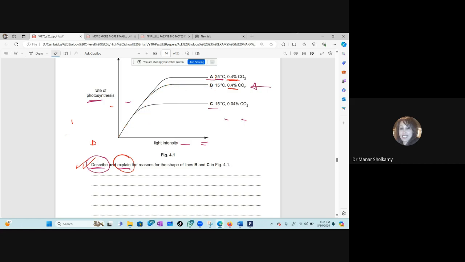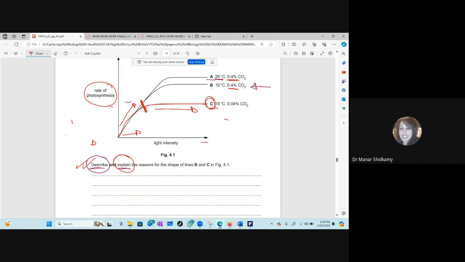Now let's go to graph C. I still did not finish the question, because they want you to compare B and C. Graph C is divided into two parts. In the first part, as the light intensity is increasing, the rate of photosynthesis is increasing. So what is the limiting factor here? Light intensity. Now, in the second part of the graph, as the light intensity is increasing, the rate of photosynthesis is constant. So it is no longer a limiting factor.